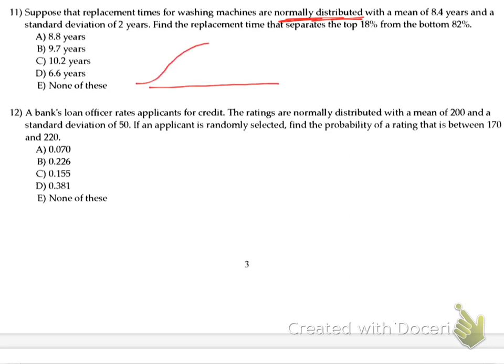So, all right, we're thinking some kind of bell curve. You don't have to draw the bell curves, but I think they might help. So I'll draw one. What goes right in the middle? The mean, 8.4. 8.4 goes right in the middle. And now, what are we going to do with the top 18%, bottom 82% thing? Yeah, it's good. Is everybody down? That's exactly it. Whenever they say top, that means to the right. And bottom, that means to the left.